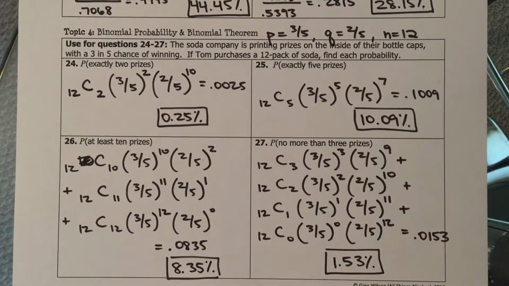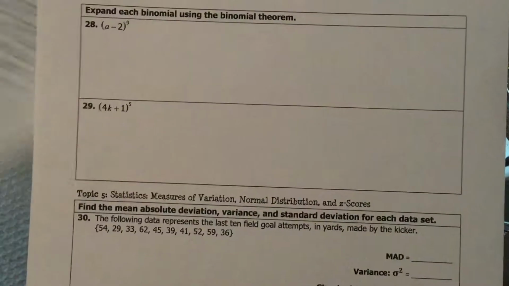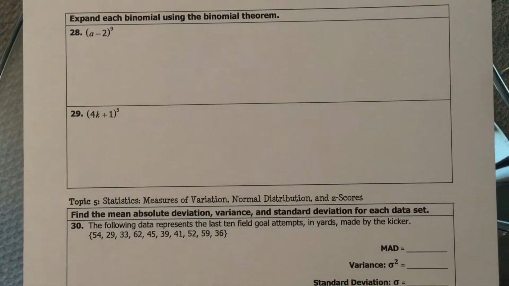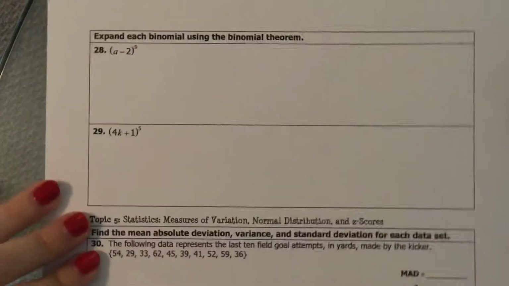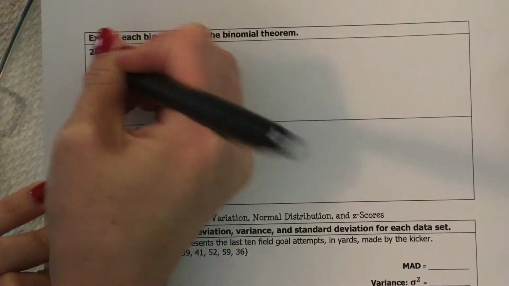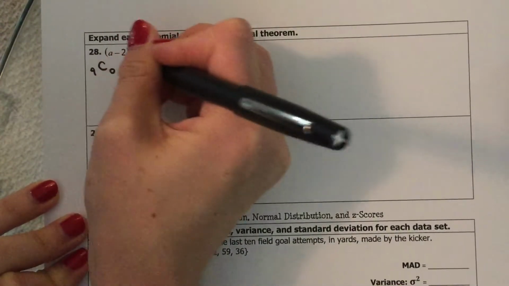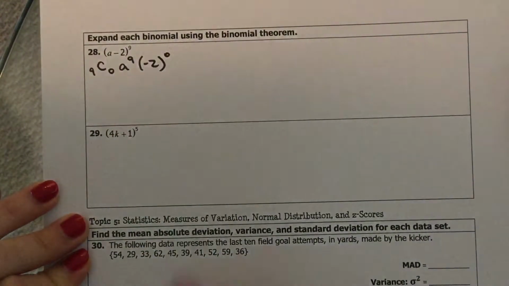All right, so our next page, we're doing binomial theorem. This one we have quite an expansion here. This one is the 9th degree. Each one of these terms, we start with the coefficient starting with 9 choose 0 all the way up to 9 choose 9. And then the a starts at the 9th power. The -2 starts at the 0 power. And every time you go, a's power decreases by 1, -2's power increases by 1. Okay, so we first have 9 choose 0, a to the 9th, and then -2 to the 0. That'll be the first term.